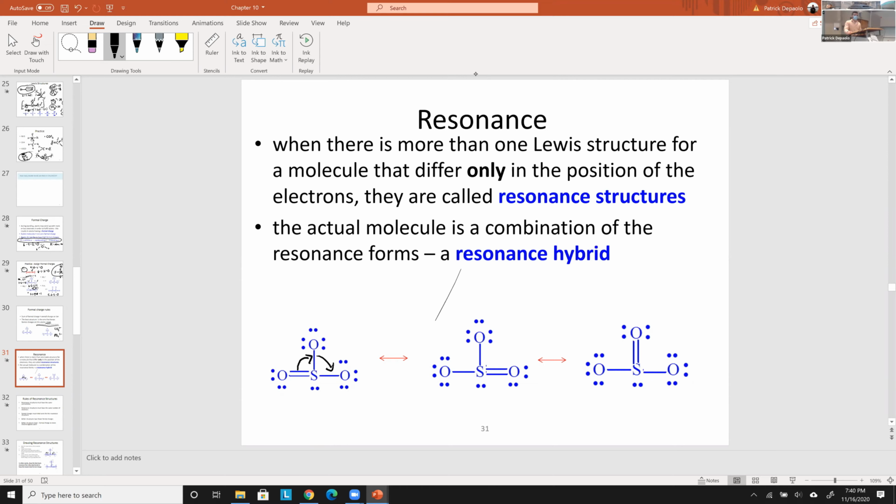So this is possible. Why is this important? Because of orgo, because sometimes different resonance structures are not identical. If they're more complex molecules, they are not identical and they behave differently. So that's one case.